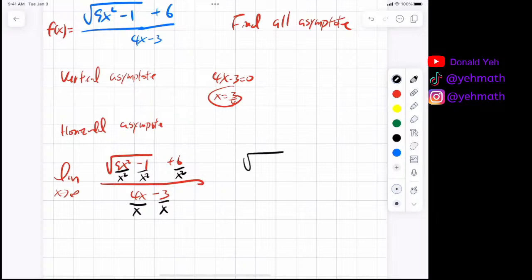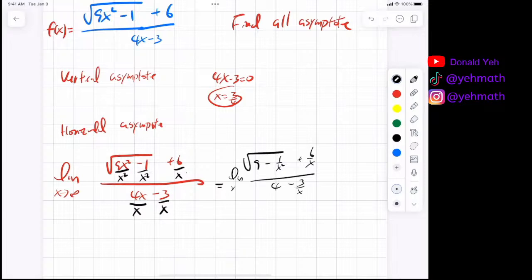So it's going to be... Shouldn't the 6 just be x since it's not inside the radical? Yeah, I keep on making this mistake. Thank you. So it's the square root of 9 minus 1 over x squared, plus 6 over x, over 4 minus 3 over x.